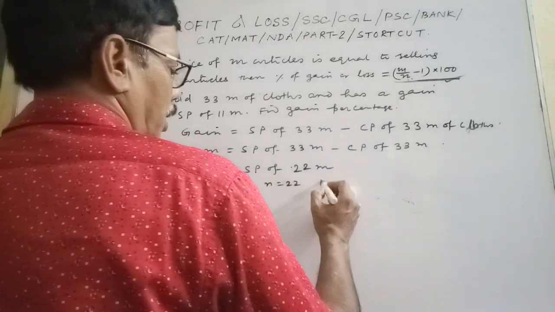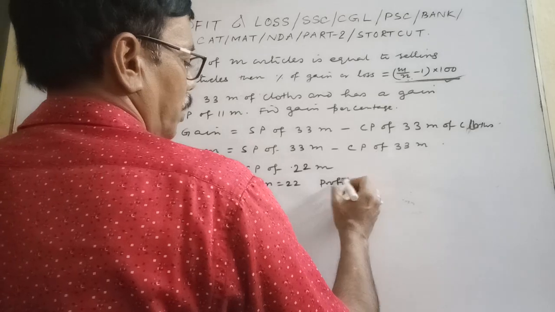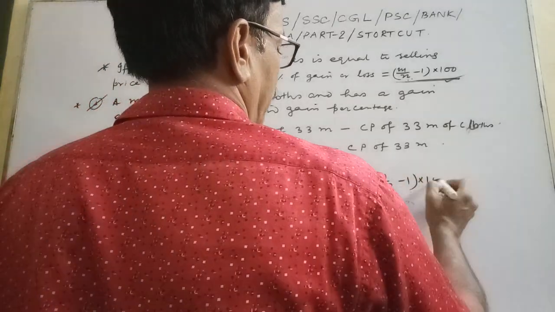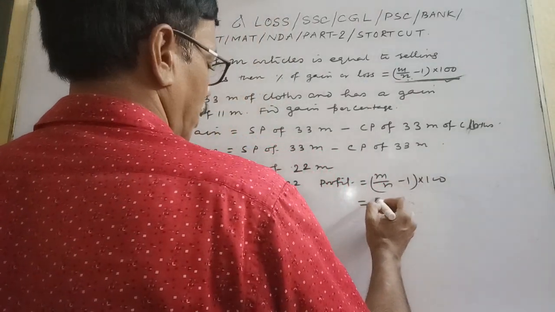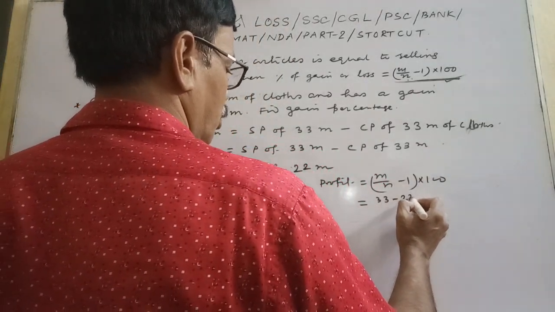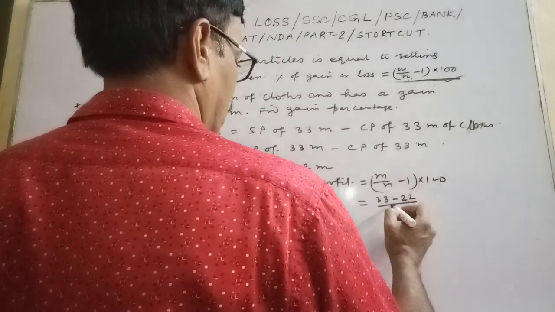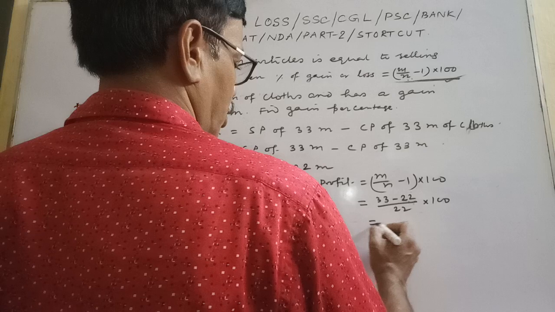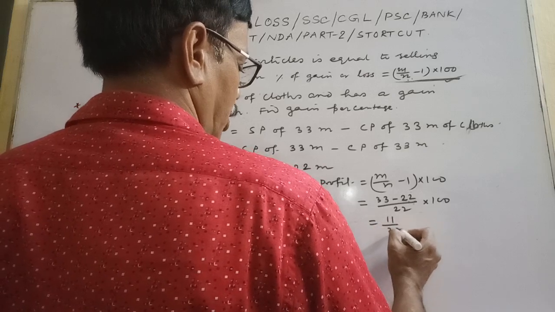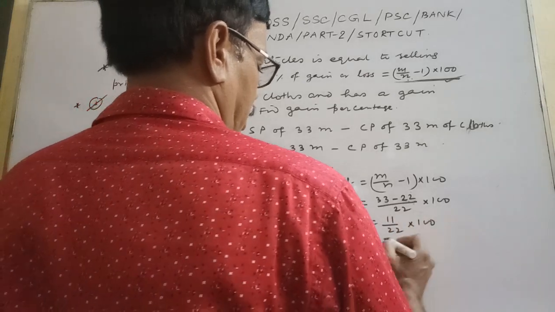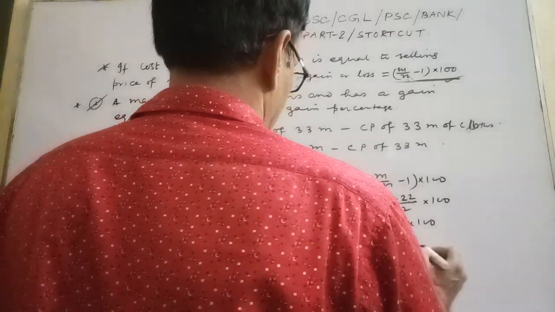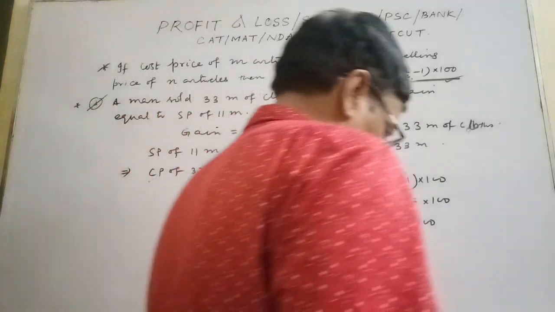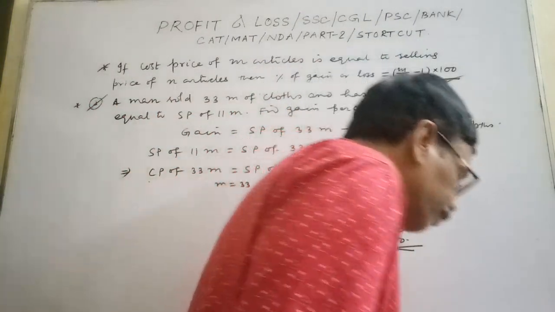So what is profit? M by N minus 1 into 100. So look at the formula: 33 minus 22 by 22 into 100. So 11 by 22 into 100. So 50%. So profit percentage is equal to 50%.